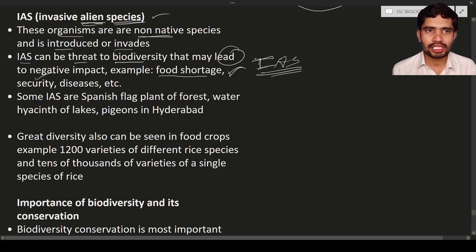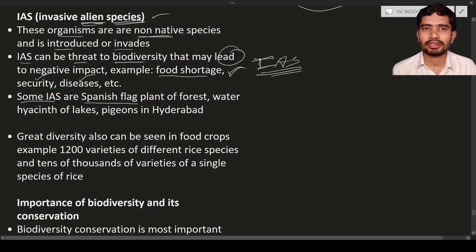Okay, next is the security. Next, diseases. These invasive alien species may carry some kind of diseases, and these organisms may spread diseases to the local organisms. So hence these are the negative impacts. Okay, so next we are going to discuss examples of the invasive alien species. Some invasive alien species are, first example, the Spanish flag plant of a forest.